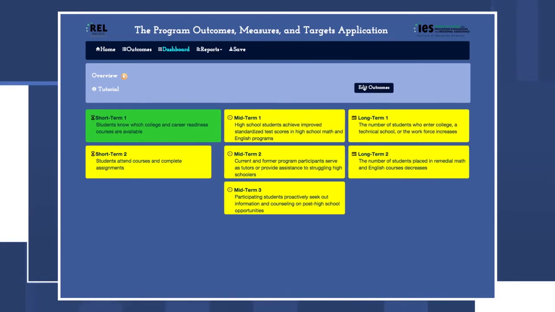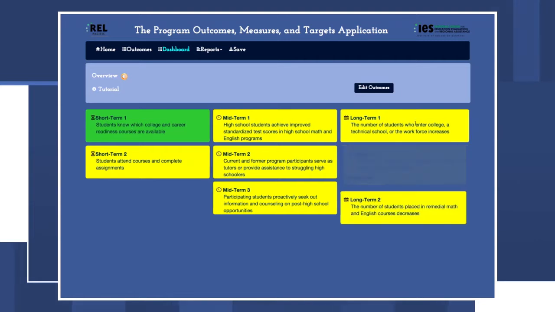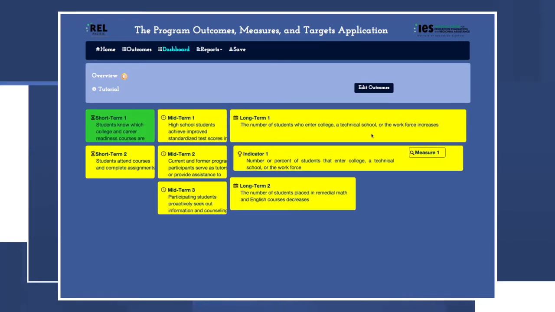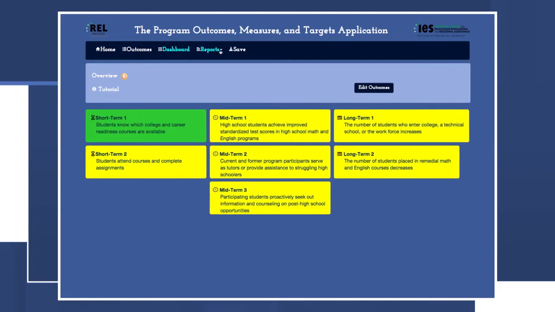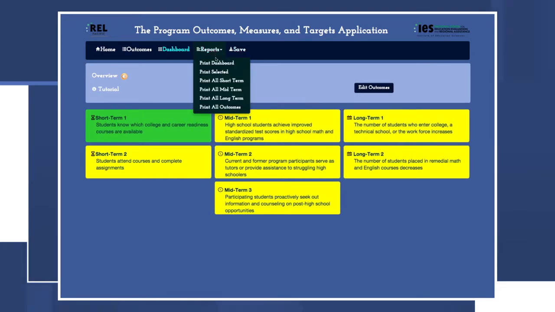The dashboard has been designed to display the status of all of your outcomes. You may print and save in a variety of formats. You can print short-term, mid-term, and long-term outcomes separately. You can selectively select just the outcomes you're interested in, or you can print all of the outcomes at once.